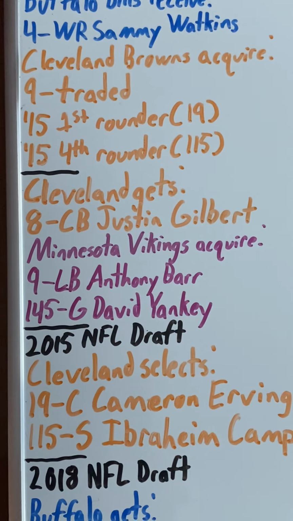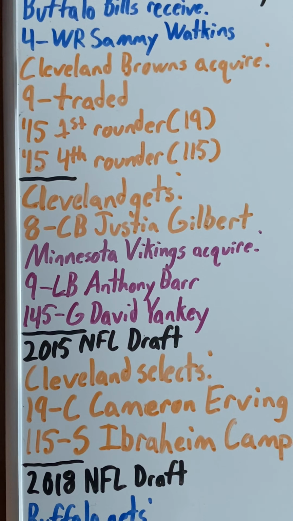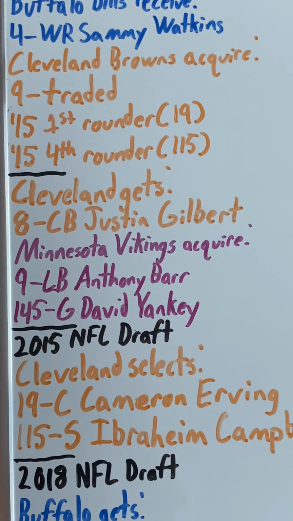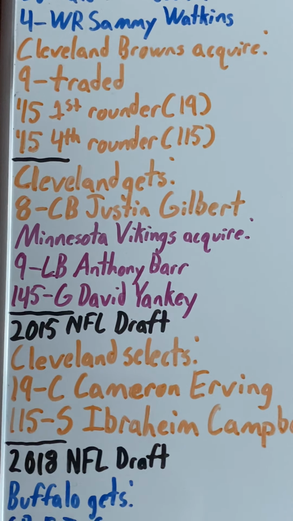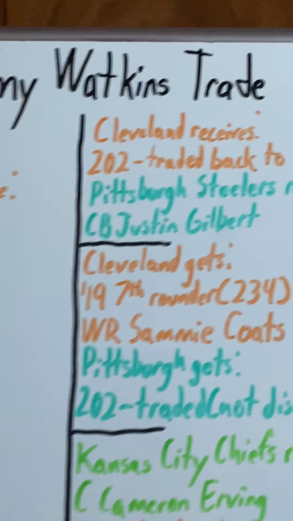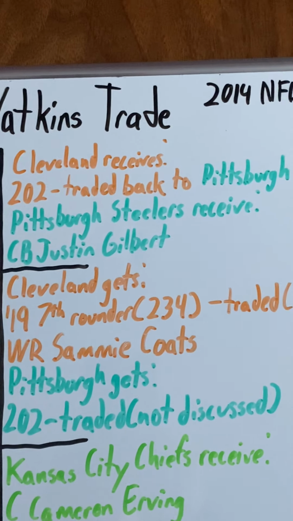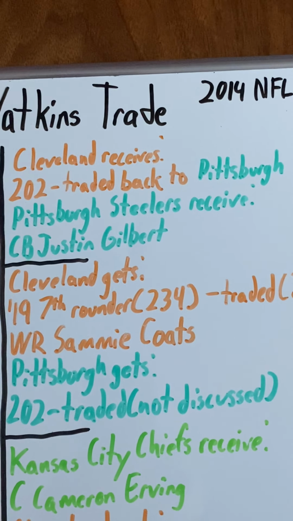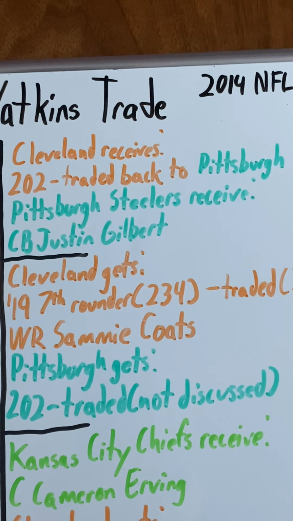So Justin Gilbert was a bust for the team. There's no other way of saying it. He struggled mightily over 2 years before he was dealt. And he gets dealt to the Pittsburgh Steelers in exchange for the 202nd pick in the 2018 NFL Draft.